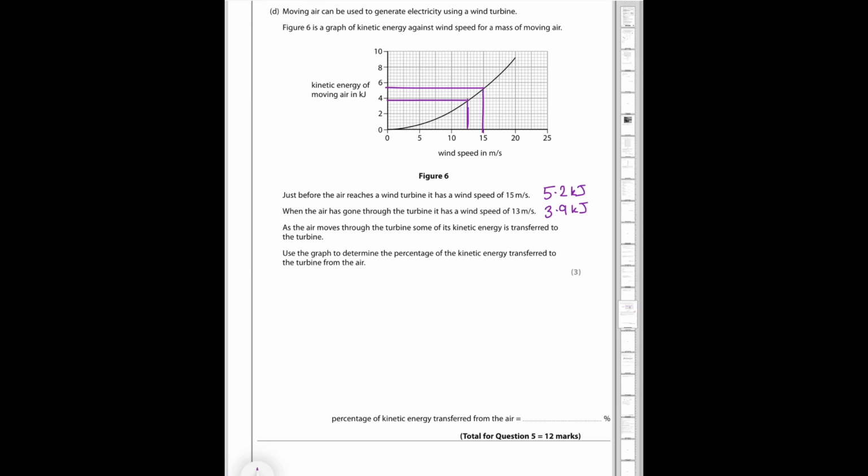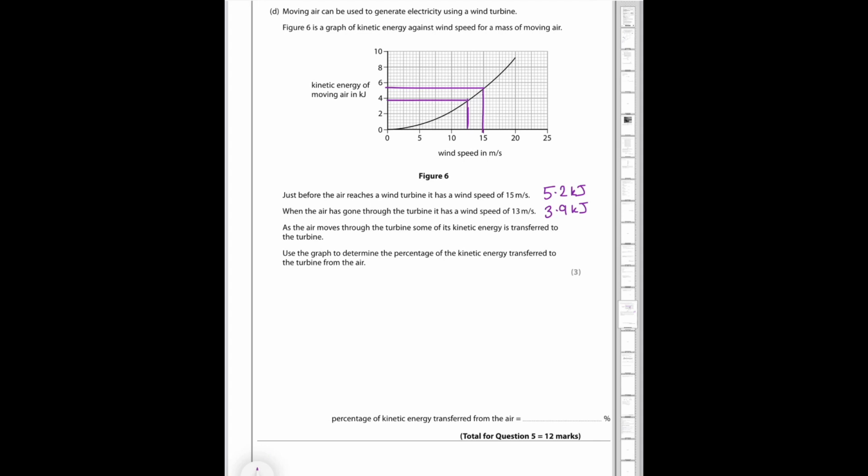Now in this final part to question 5, it says moving air can be used to generate electricity in a wind turbine. Figure 6 is a graph of kinetic energy against the wind speed of a mass of moving air. So we've got our figure 6, and it says just before the air reaches a wind turbine, it has a wind speed of 15 meters per second. When the air goes through the turbine, it has a wind speed of 13 meters per second. As the air moves through the turbine, some of its kinetic energy is transferred to the turbine. Use the graph to determine the percentage of the kinetic energy transferred to the turbine from the air.